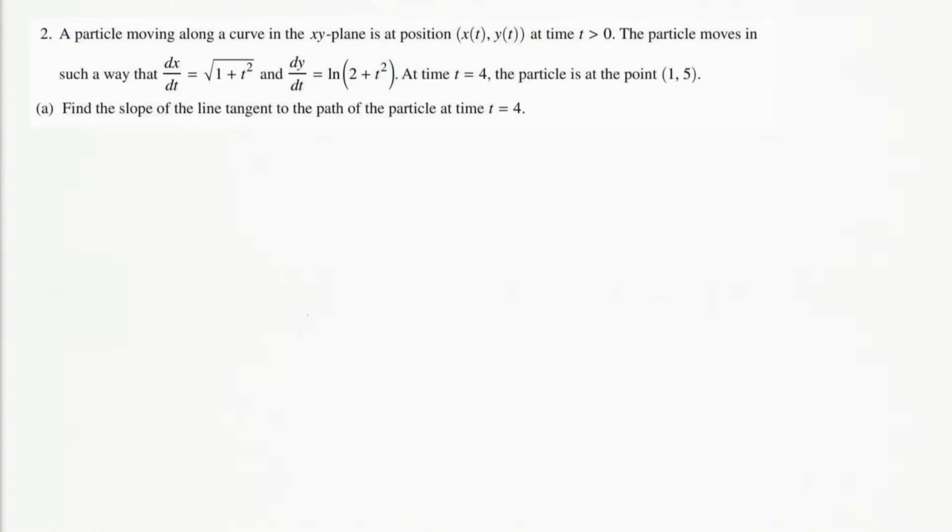Part A says, find the slope of the line tangent to the path of the particle at time t is equal to 4. The slope of this tangent line is the instantaneous rate of change in y in respect to x, or dy dx. We can find this by dividing dy dt over dx dt. And since we want to find the slope at time t equals 4, we'll evaluate this dy dt over dx dt at time t is equal to 4.